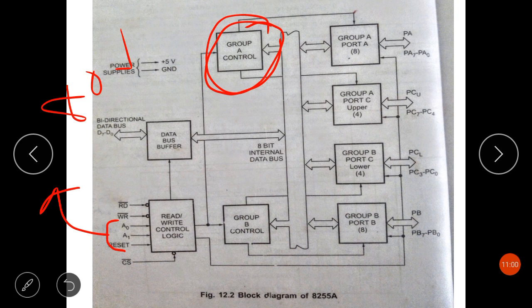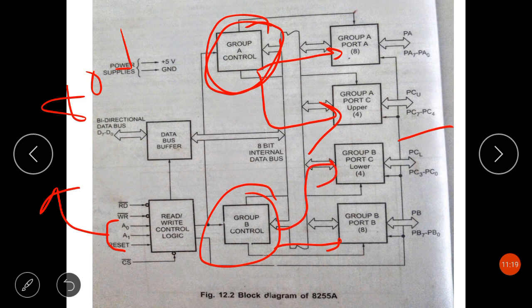So the group A control block controls port A and the upper part of port C, that is PC4 to PC7. Similarly, the group B control block controls port B and the lower part of port C, that is PC0 to PC3. So talking about port A, port B and port C.